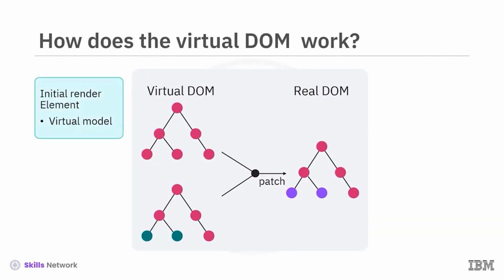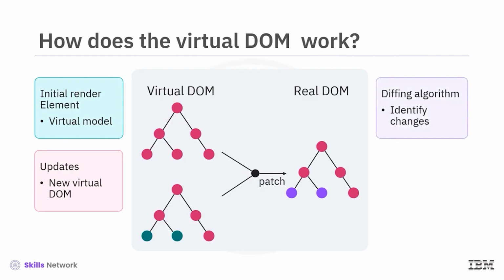Upon the first rendering of a React component, a virtual model of the DOM is created. When changes are made to the state or props of a component, React creates a new virtual DOM representation. React uses a diffing algorithm to compare the new virtual DOM with the previous one and identify the smallest changes required to update the real DOM. React uses batching to optimize changes by grouping and applying them to the real DOM efficiently as a patch, which helps minimize wasteful re-renders and DOM operations.